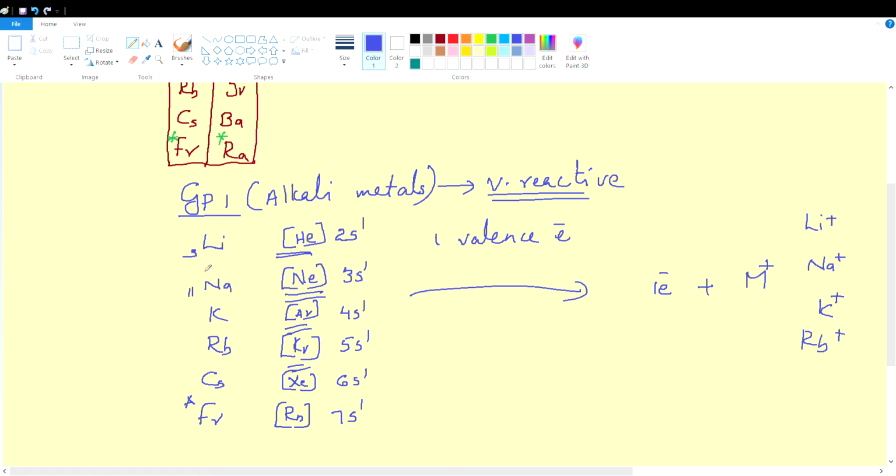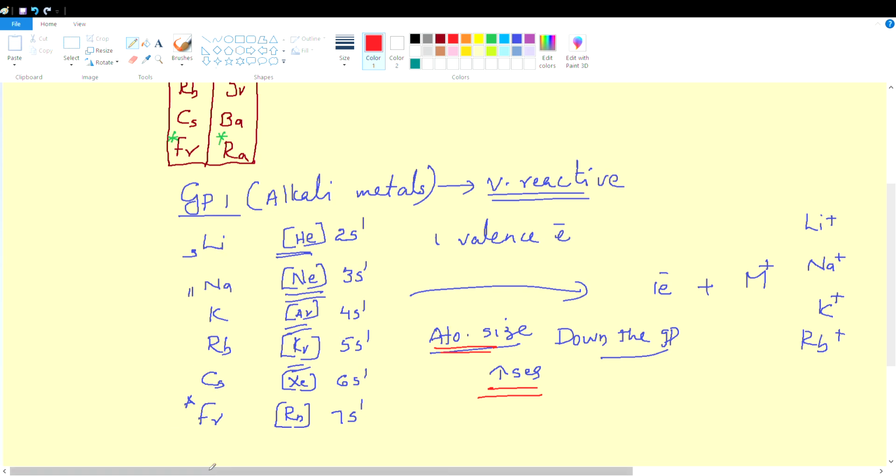Now let us compare the atomic and ionic size down the group. Down the group, how do the atomic and ionic size vary? Atomic size increases down the group, because the number of shells increases, so the distance between the nucleus and the outer electron increases. Lithium is the smallest alkali metal, francium the largest.